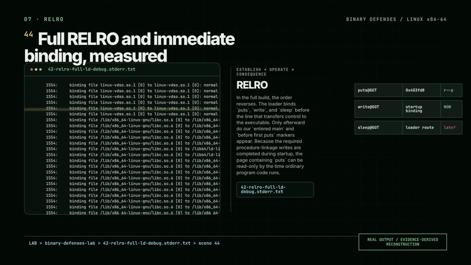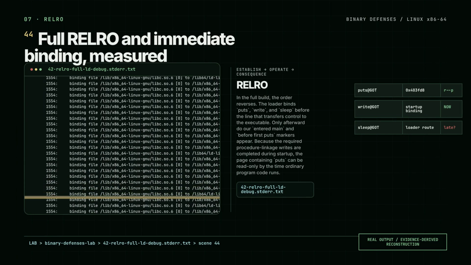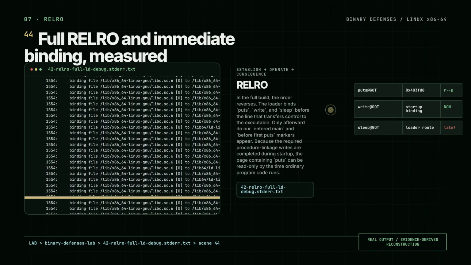In the full build, the order reverses. The loader binds puts, write, and sleep before the line that transfers control to the executable. Only afterward do our entered main and before first puts markers appear. Because the required procedure linkage writes are completed during startup, the page containing puts can be read only by the time ordinary program code runs.